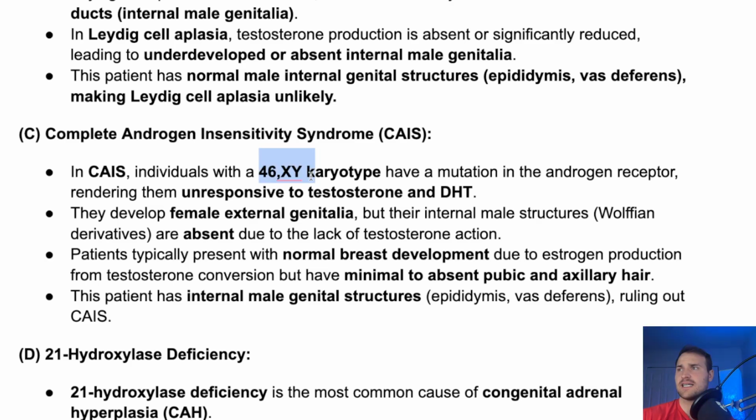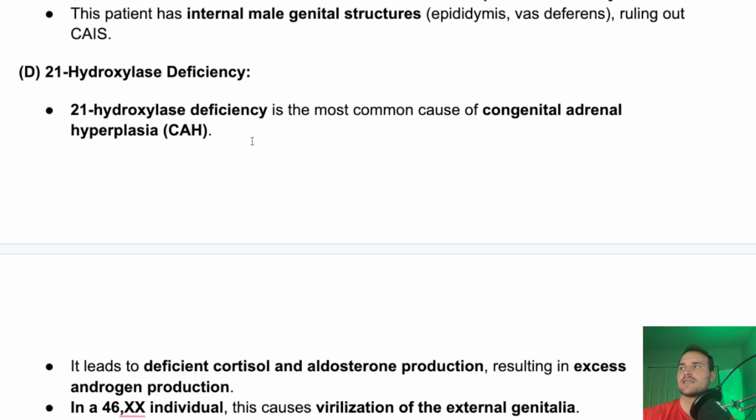Okay, complete androgen insensitivity syndrome. This is going to be a 46 XY karyotype, so it is tempting, but they're going to be unresponsive to testosterone and DHT. So you have female external genitalia, but the internal male structures are absent due to the lack of testosterone. So this one goes a little bit deeper. You have no testosterone.